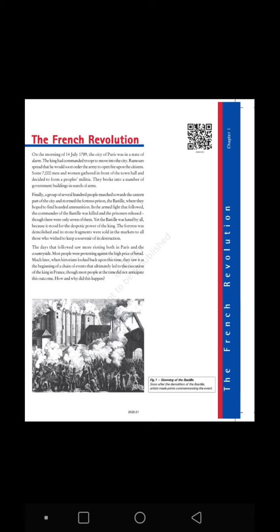Finally, a group of several hundred people marched towards the eastern part of the city and stormed the fortress prison, the Bastille, where they hoped to find hoarded ammunition. In the armed fight that followed, the commander of the Bastille was killed and prisoners released, though there were only 7 of them. Yet the Bastille was hated by all because it stood for the despotic power of the king. The fortress was demolished and its stone fragments were sold in the markets to all those who wished to keep a souvenir of its destruction.